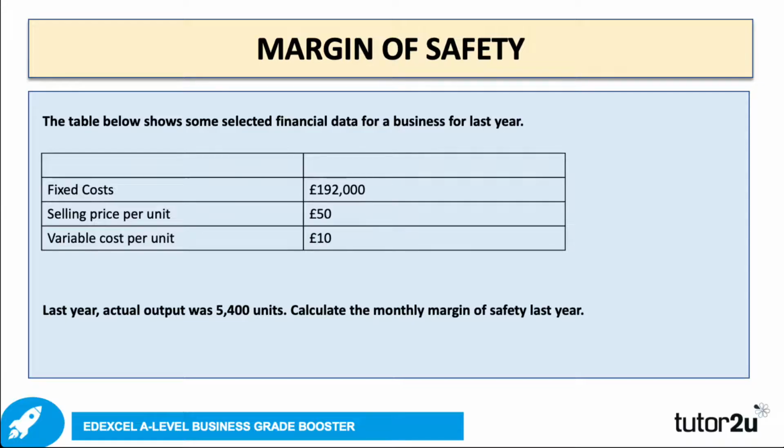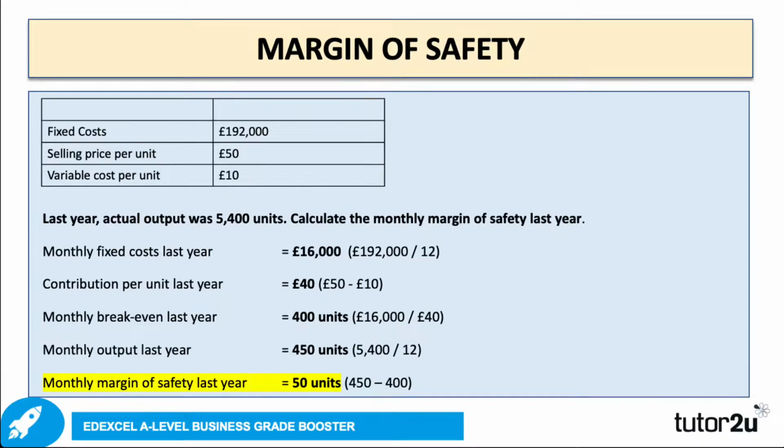So now this wanted the monthly margin of safety. The first thing we needed to work out was the monthly break-even. So the first thing we would do is divide the fixed costs by 12 to get the monthly fixed costs. So we've got our fixed costs figure. Contribution per unit is selling price minus variable cost per unit. That's the £40.